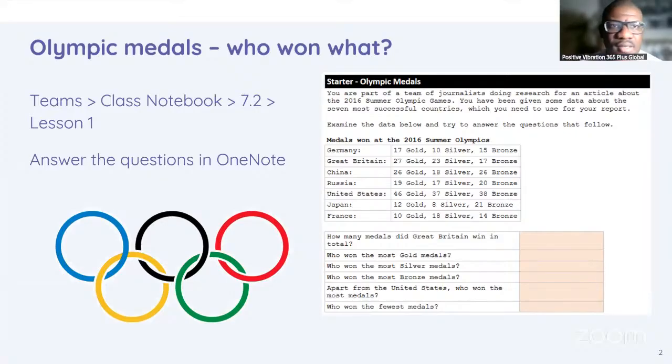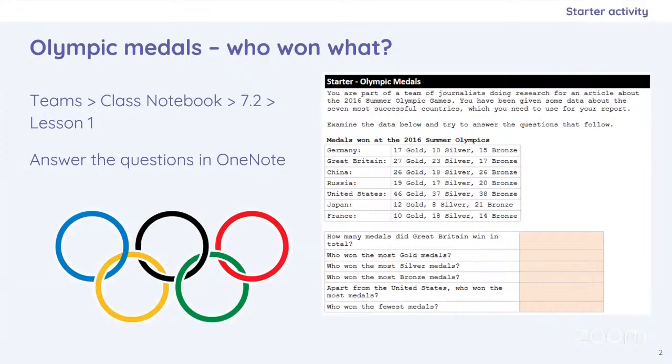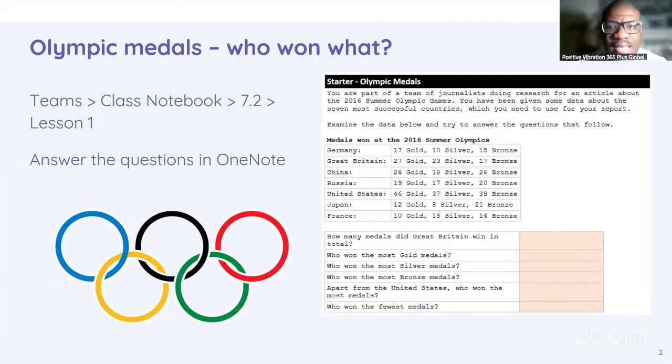Anybody have any ideas? Unmute your microphone and tell me what your thoughts are. What could we do to make this more arranged, more organized? Sir, I think you could put headings for gold, silver, and bronze. Fabulous. That is it. So we could include headings, countries, gold, silver, bronze, and maybe add an extra one called total. And then we would include the data in each and work them out, which makes it much easier.